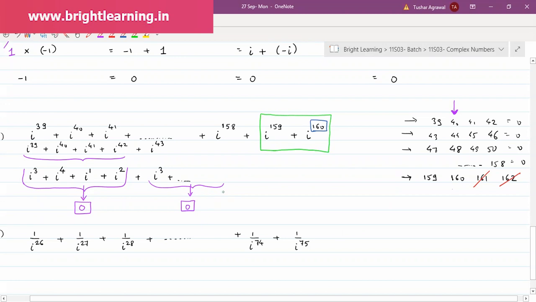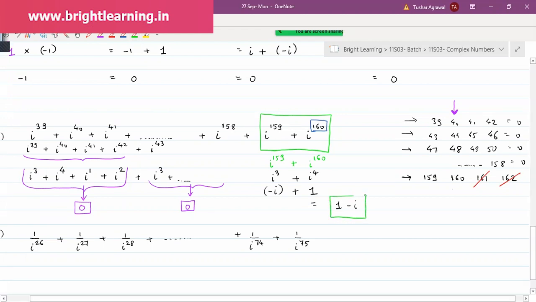So that will be my final answer. My final answer is i to the power 159 plus i to the power 160. But sir, I will simplify it. I raised to 159, I will write it as i to the power 156 plus 3, and i raised to 160, I will write as i to the power 156 plus 4, that is equal to 1 only. This is equal to 1 and i cube is equal to negative i. So my final answer of this addition is equal to 1 minus i. This is my answer.